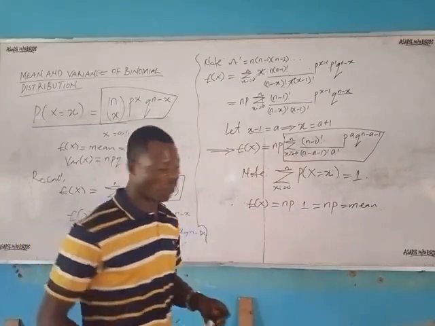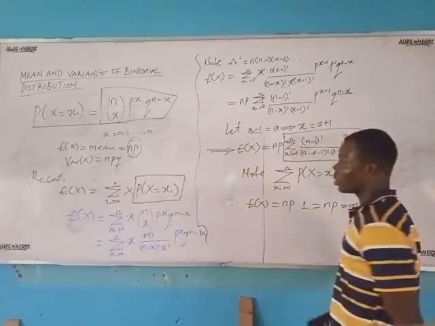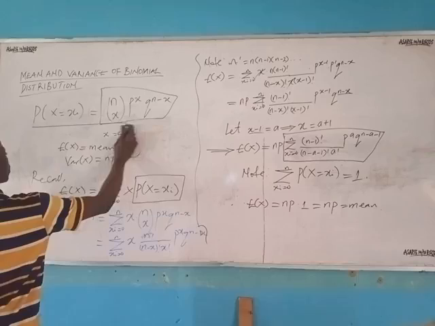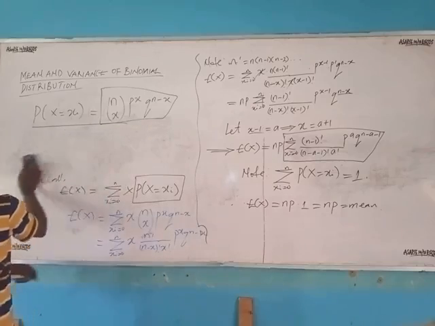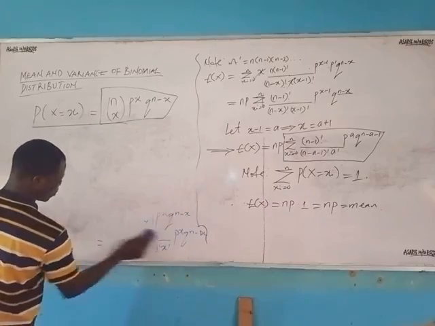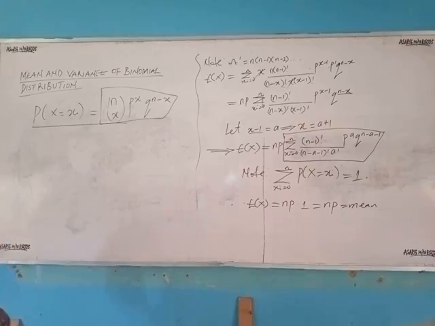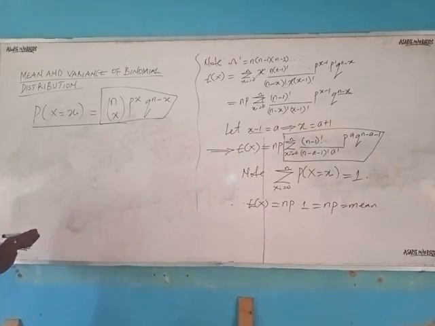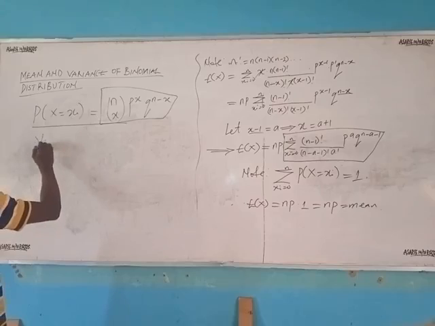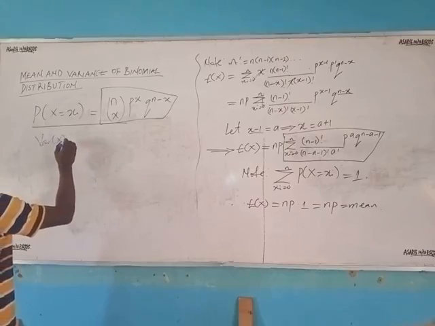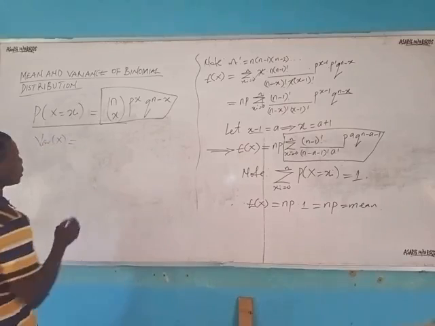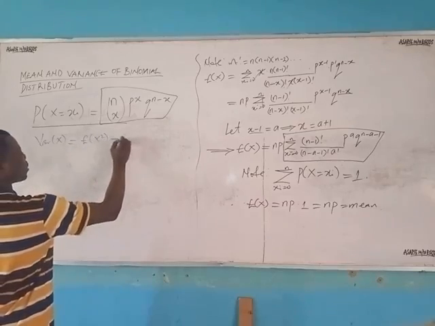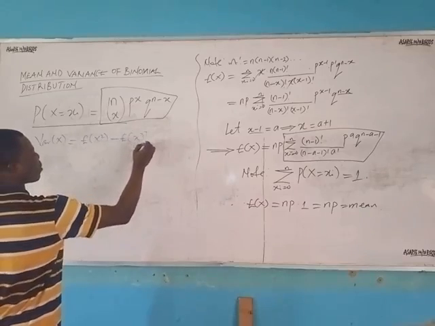Let's look at the variance. How do we find the variance? To obtain the variance, one of the properties of variance is that the variance of any variable x is given as the expected value of x squared minus the expected value of x all squared.